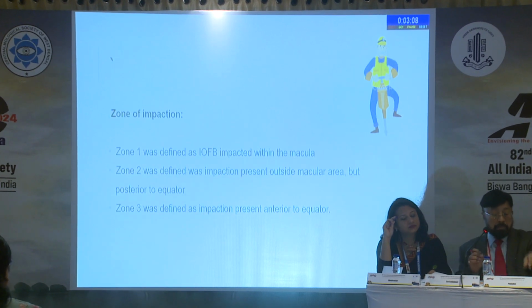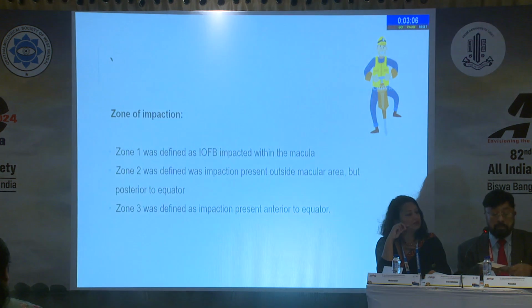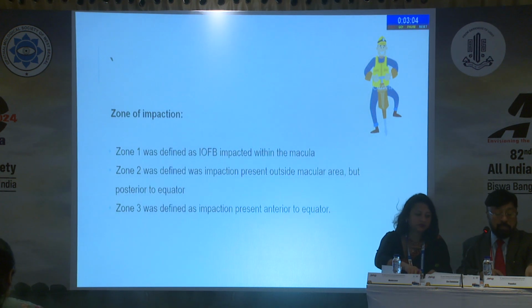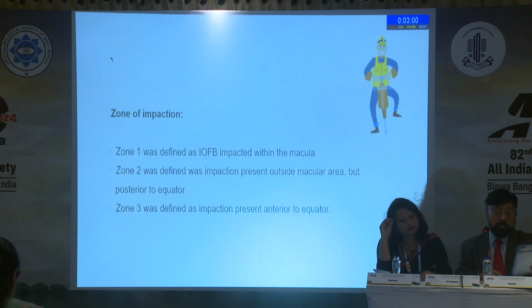Also, we devised this classification and we divided the zone of impaction into zone 1, 2 and 3. Zone 1 was defined as where the intraocular foreign bodies were impacted within the macula. Zone 2 was where the impaction was present outside the macula but posterior to the equator. And zone 3 was where the impaction was present anterior to the equator.